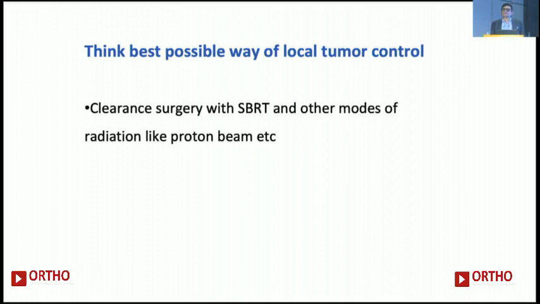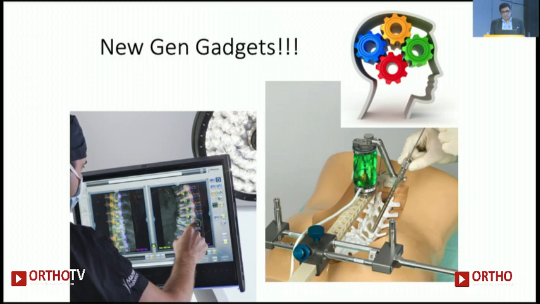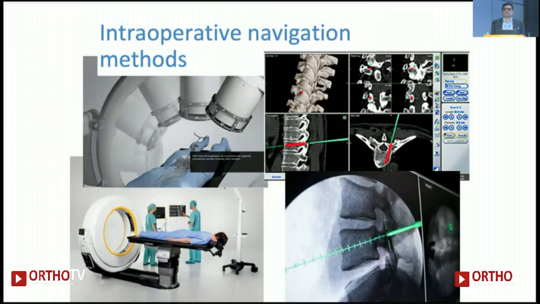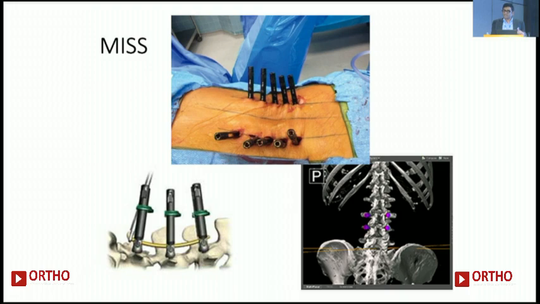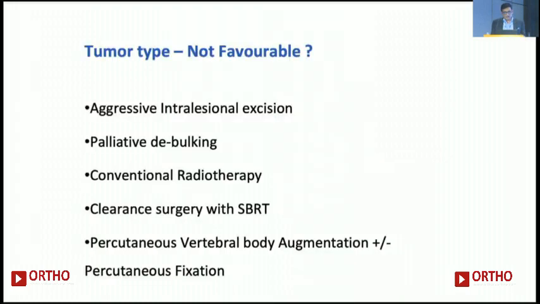So there's something called as clearance surgery, where you just remove the tumor off from the cord. And once that is done, you burn out that tumor with high dose radiation. And we have Dr. Eric Massicott, who's going to talk on these type of procedures. All of this is now possible because you've got newer gadgets to play with. You've got minimally invasive spine techniques. You've got navigation methods. You've got robotics. And with this, you're able to do all these new things. And that's why the field of spine tumors is really growing at a rapid rate.